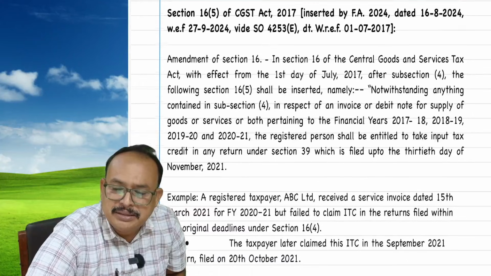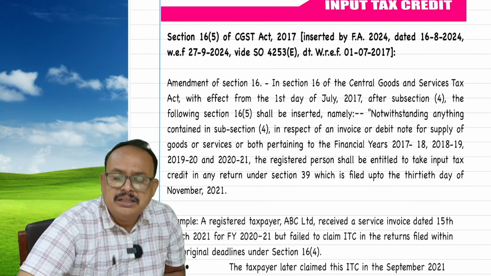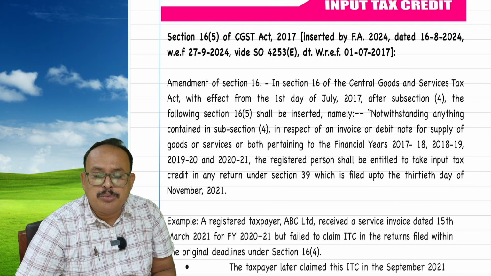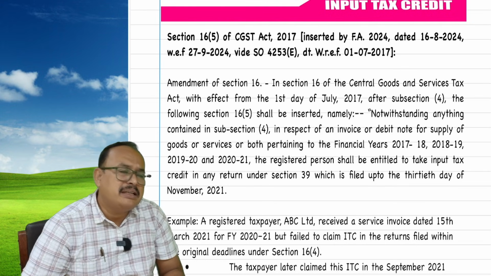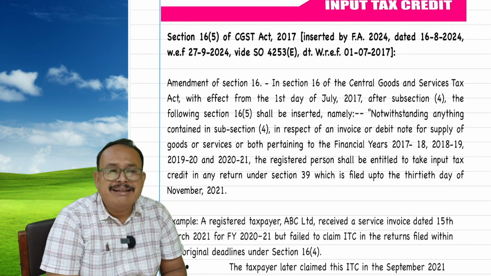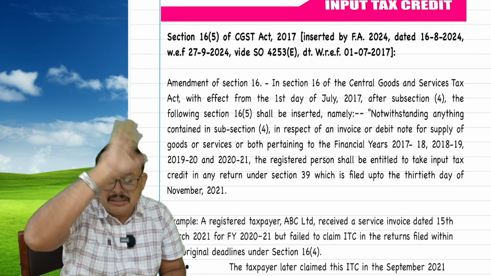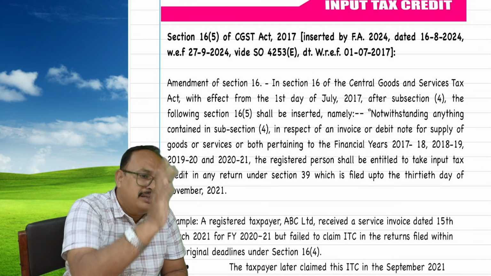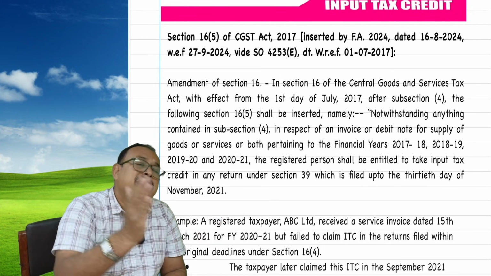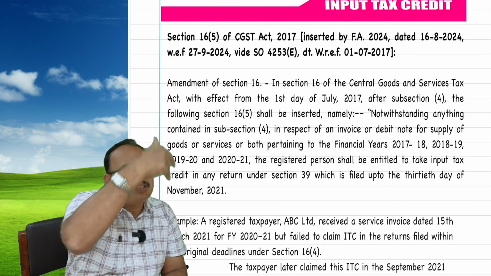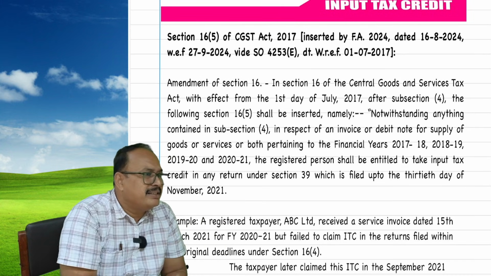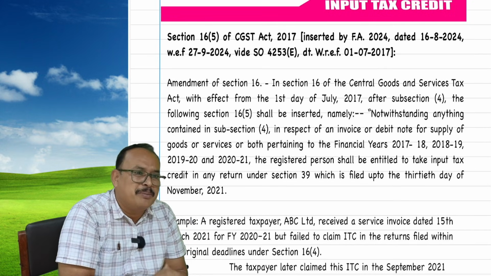Further, my dear sir, Section 16, subsection 5 relates to past data. Past means the financial years 17-18, 18-19, 19-20, 20-21. For that period, if input tax credit was not availed in the time mentioned in Section 16, subsection 4, that time was further extended. The extended period is also over now. It has become an outdated section. Presently, we are far away from that.